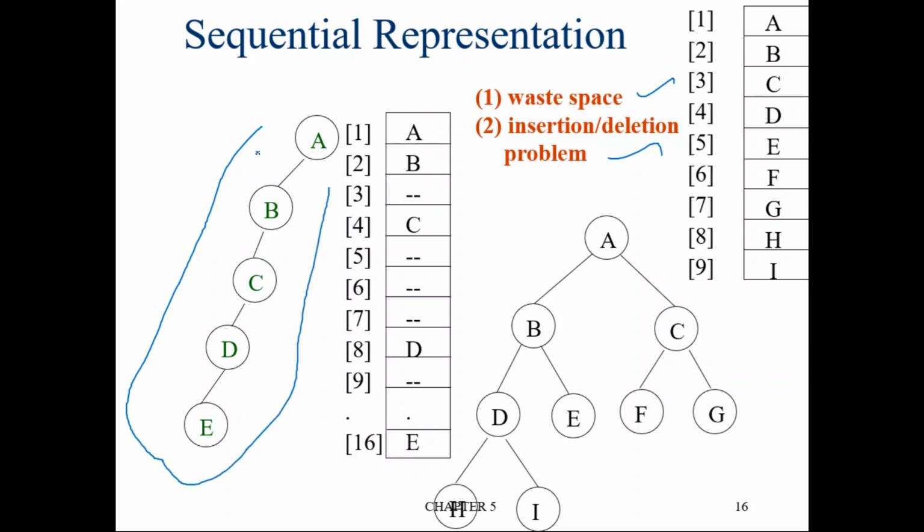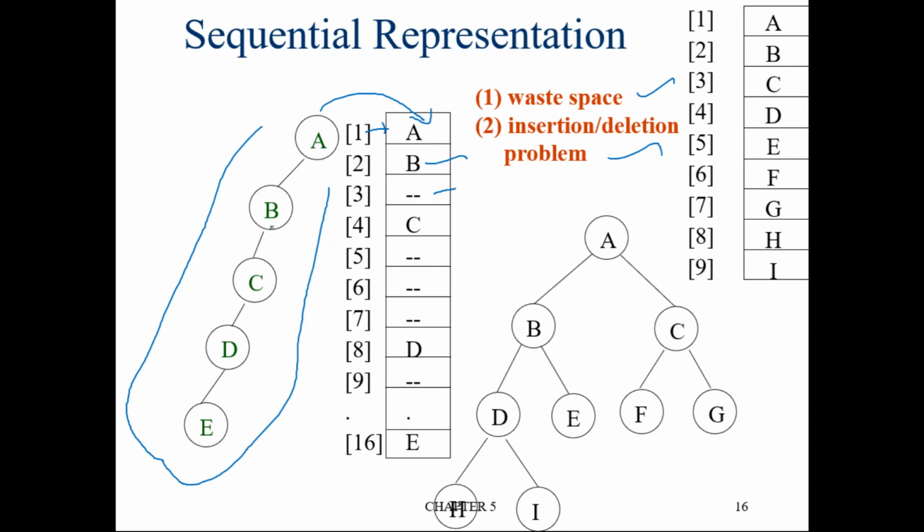But how can we represent it using an array? The first node, the root node A, will come to the first location of the array. Here we assume that the array starts at location 1. In C it may start with 0, but let us assume the array starts with index 1. So the root node comes here. Is there a left child for the root node? Yes, put it in the second location. Is there a right child for the root node? No, so keep it empty. So there is no right child.